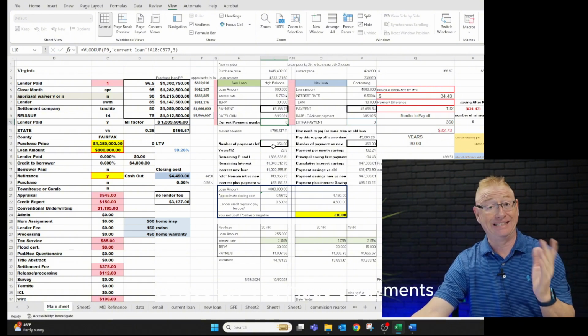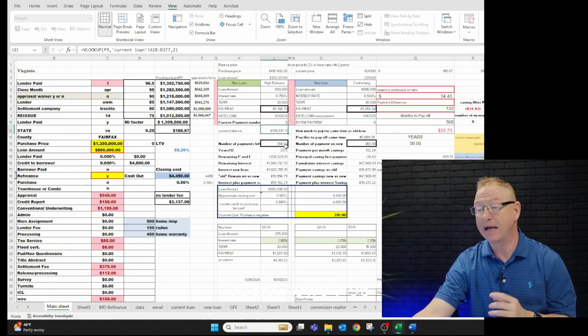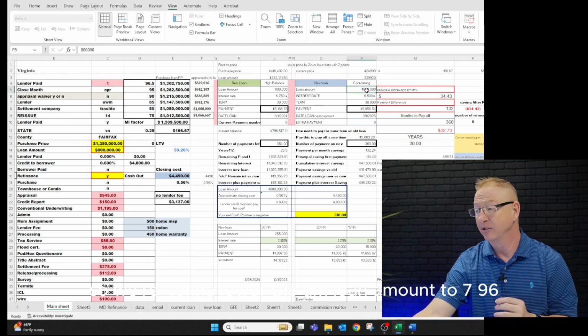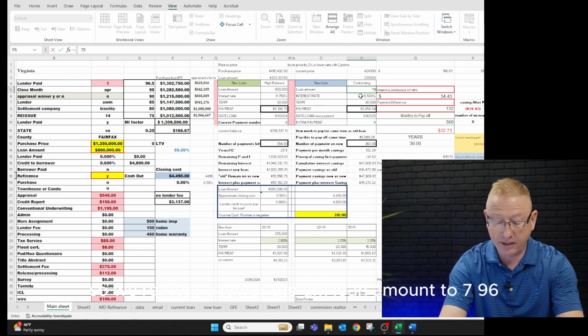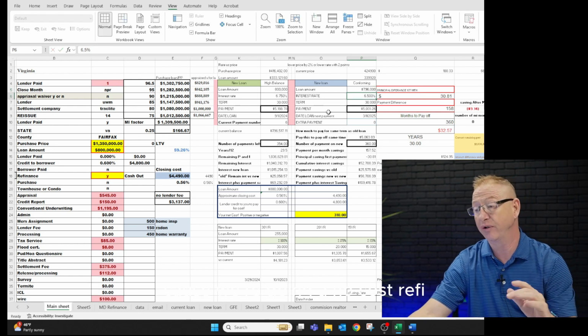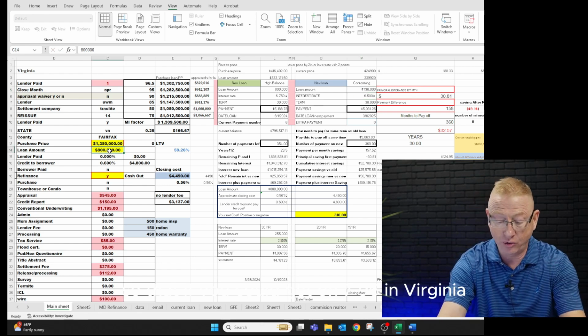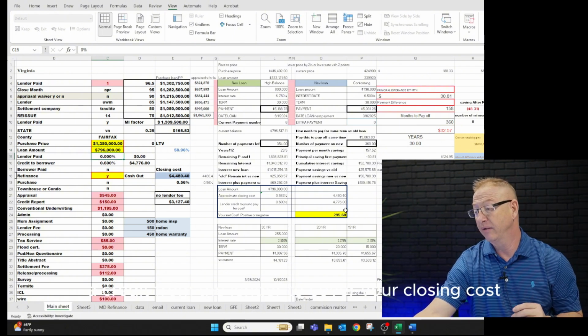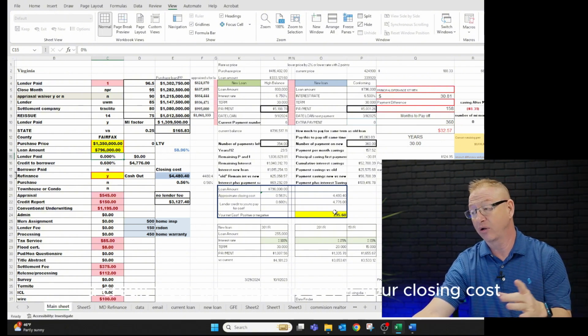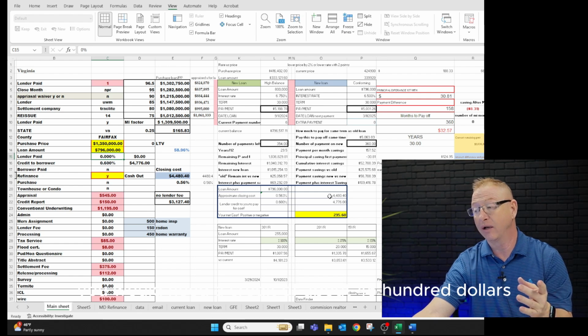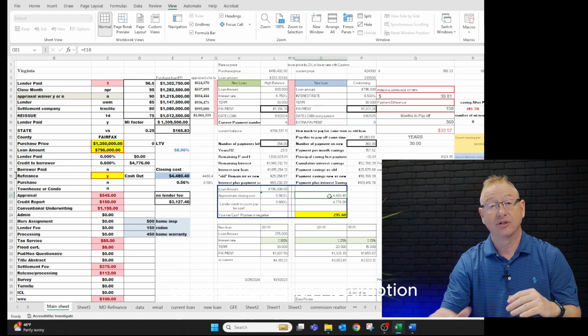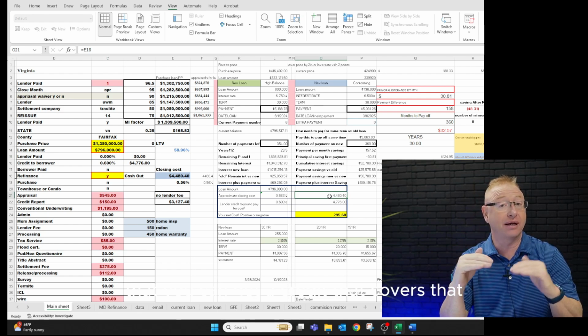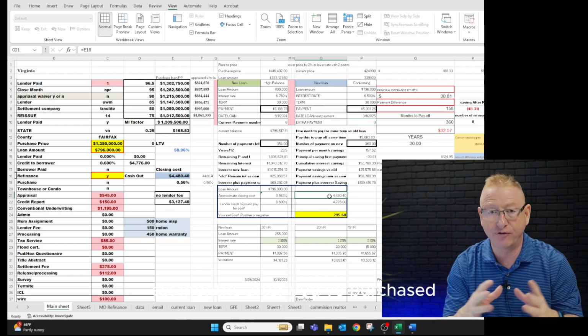So let's say you made 6 payments. You now owe $796. So we're going to lower the loan amount to $796 because we're doing a no-cost refi. If you could get a credit from the lender in Virginia to cover your closing costs, you would need a credit of about $4,500 roughly. So let's make that assumption that you can get a credit that covers that 6 months after you've purchased.